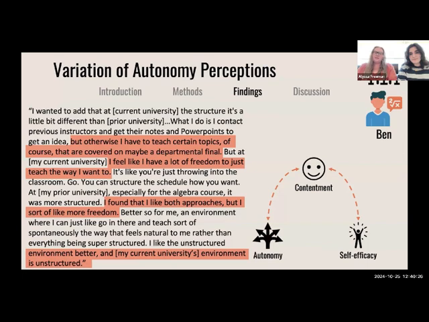So in this quote, Ben is describing how he has to teach certain topics that are covered on a departmental final, but he feels like he has a lot of freedom to just teach the way that he wants to. He also contrasts his experience with his prior university, calling his current university unstructured, and finds that he likes having that unstructured and having more freedom.